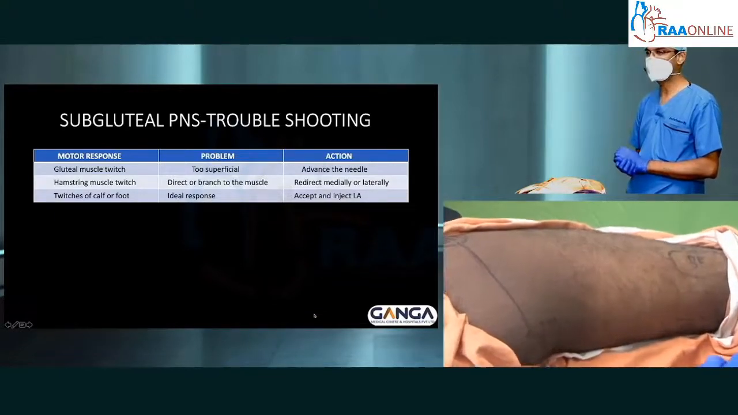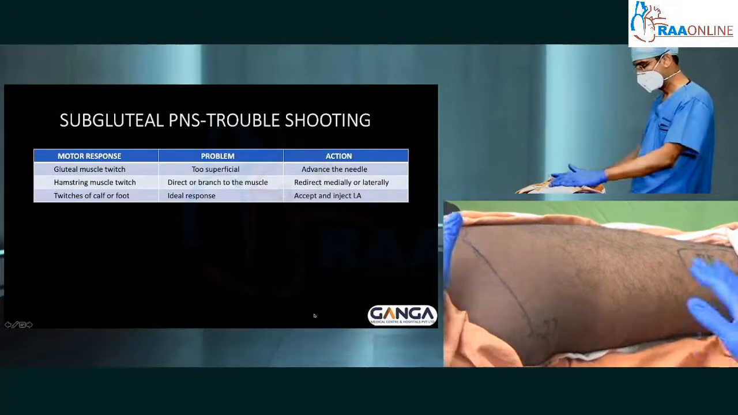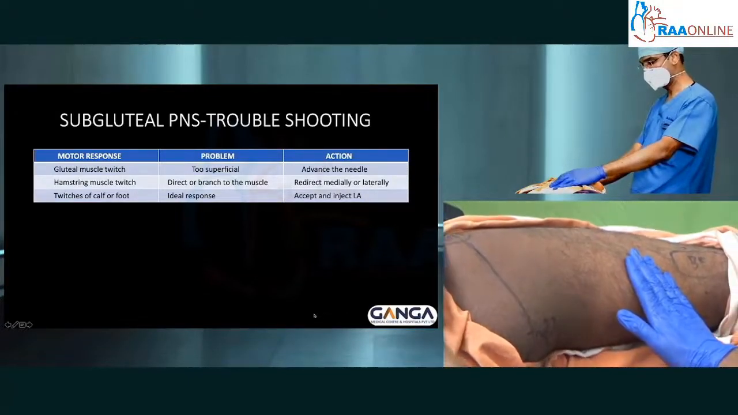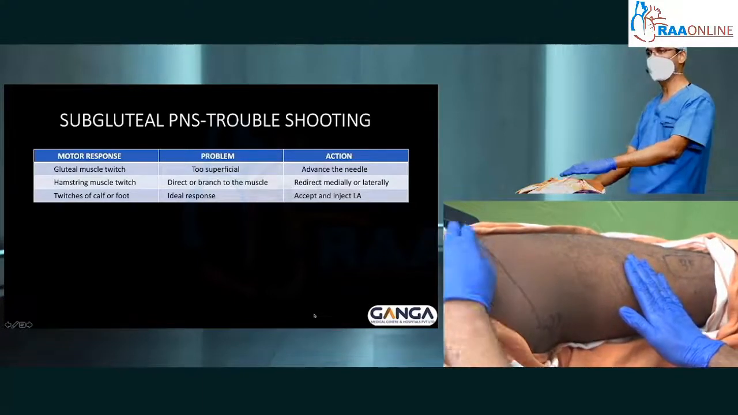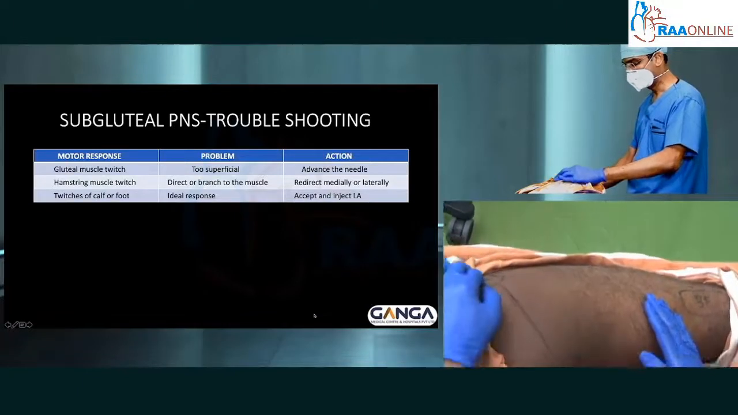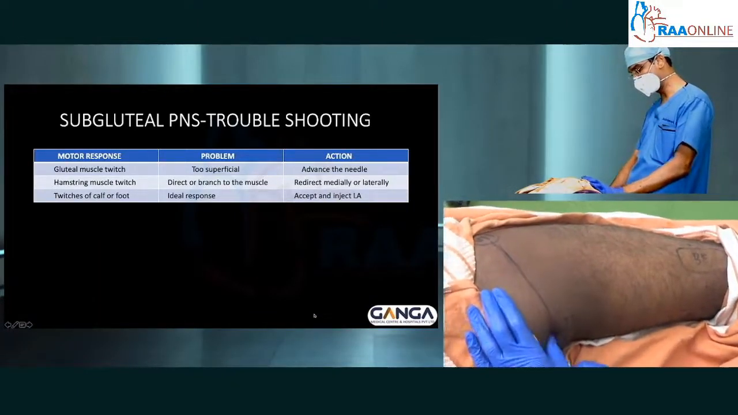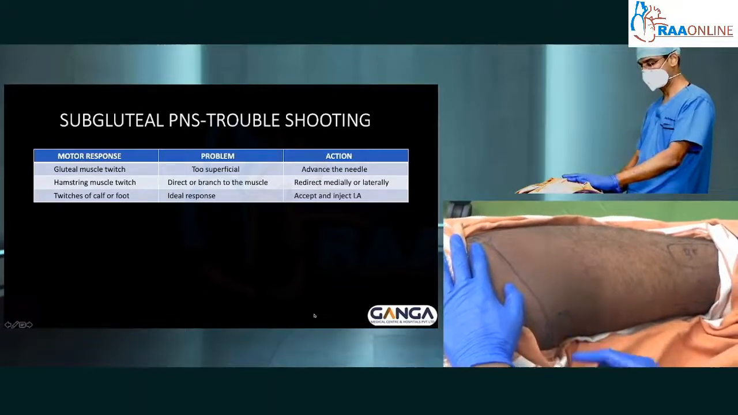Also the skin entry area where we are going to put the needle, we have to infiltrate with the local anesthetic. Here the patient is in lateral position. I will start feeling bony landmarks. Laterally I will look for greater trochanter of the femur. Medially I will look for the other important landmark, that is ischial tuberosity.